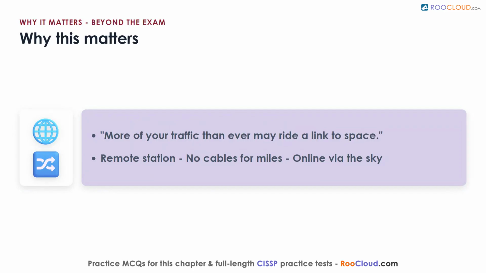Why does this matter beyond the exam? Because more of your traffic than ever may ride a link to space. Picture a remote research station on a frozen coastline with no cables for hundreds of miles, keeping its team online entirely through the sky. When you understand how orbits shape signal, latency, and coverage, you can judge whether a satellite link fits a use case, and where its delay or exposure might undercut a design.